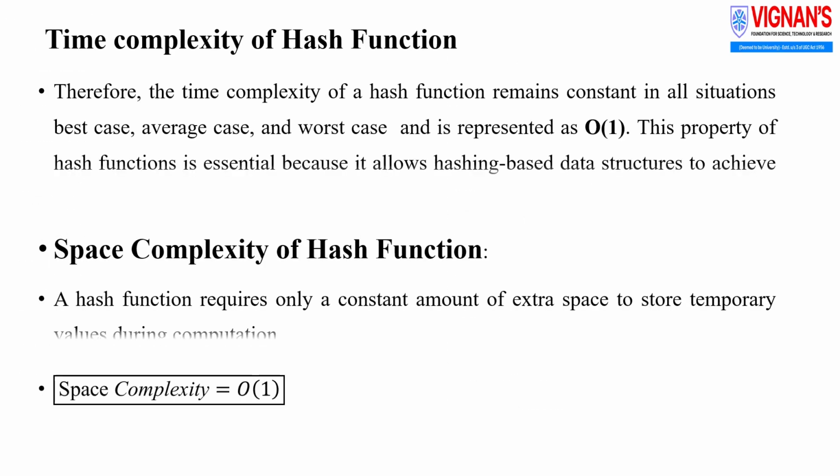Let us now discuss the time complexity of a hash function. The time complexity of a hash function remains constant in all cases: best case, average case, and worst case. It is represented as O(1). This constant time performance is very important because it allows hashing-based data structures to operate extremely fast.